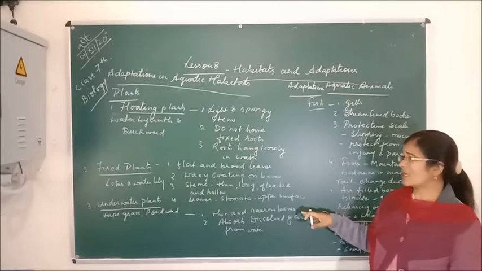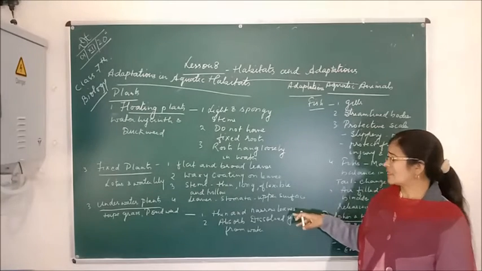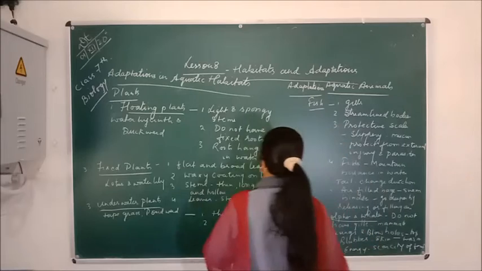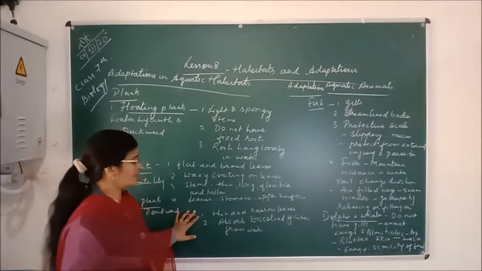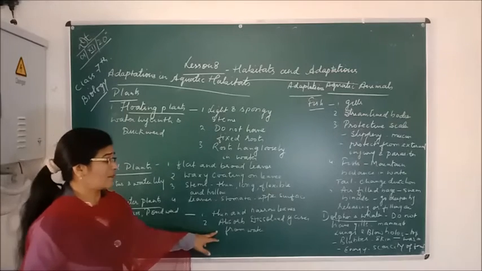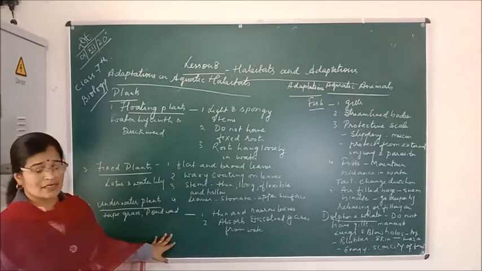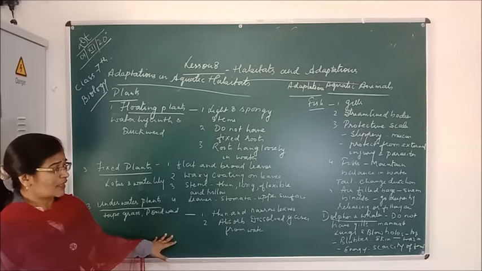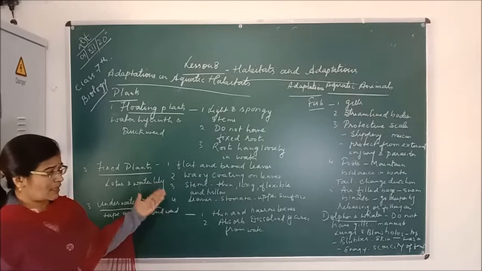And the last one is the underwater plants, like tape grass and pondweed. These plants have thin and narrow leaves. Means the leaves are very thin and narrow, and they can absorb dissolved gases from water. Because they are present under the surface of the water, they cannot easily take the gases from the atmosphere.